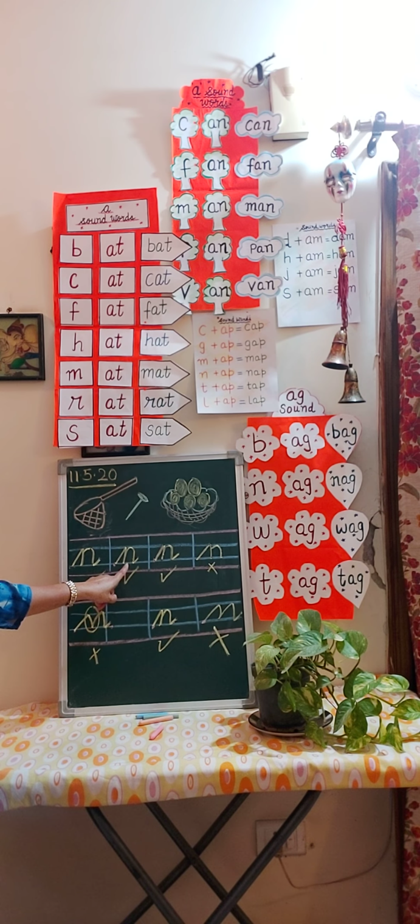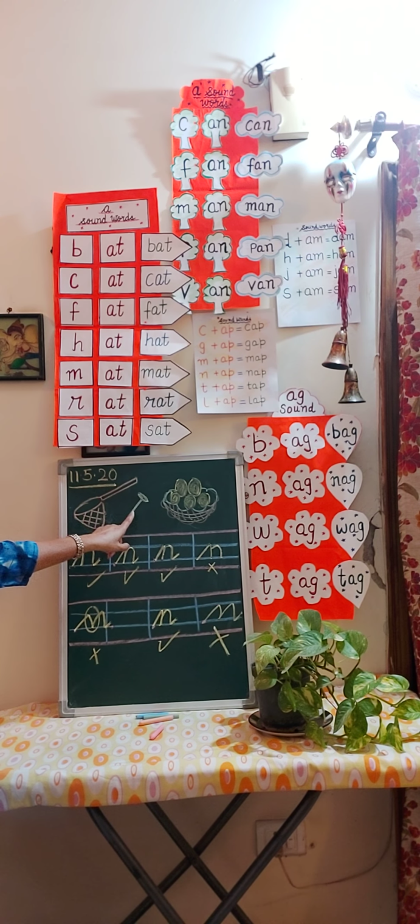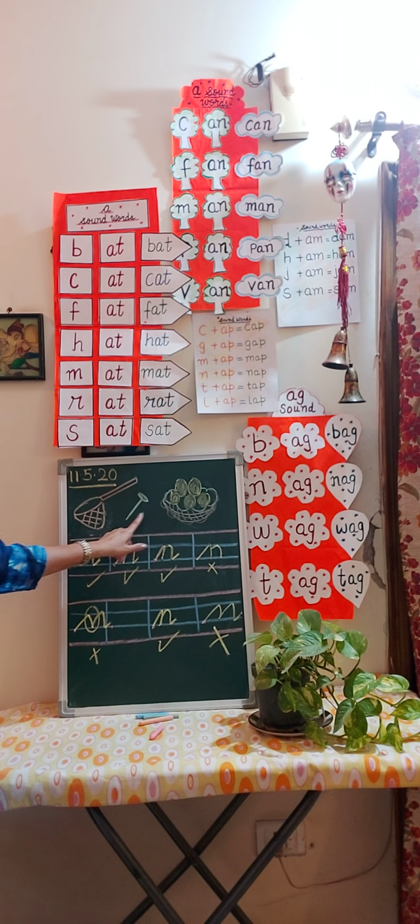So, have you learned the formation of N? Starting from the corner, slant up, down. With the same line, go up, turn, down, and a small tick. This is the formation of N. And what pictures can we draw with N? We can draw net, nail, and nest. Whichever picture you find easy and attractive, you can learn to draw.